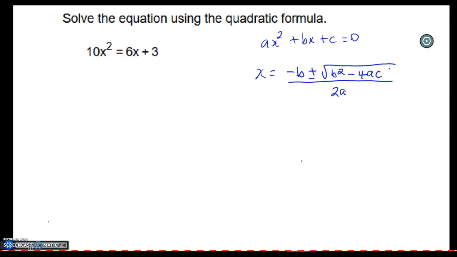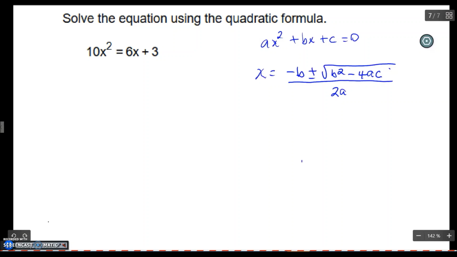Hey, it says solve the equation using the quadratic formula, which is stated here. This is one of those formulas you'll need to remember for the test. In order for us to use the quadratic formula, the equation has to be solved, or in this form, it has to be set equal to 0.